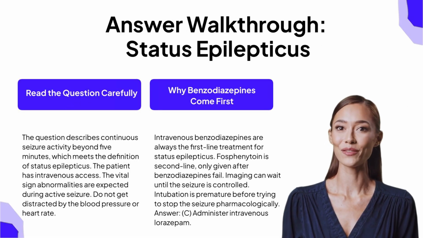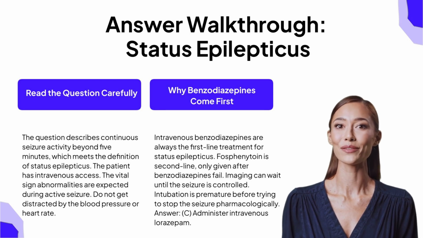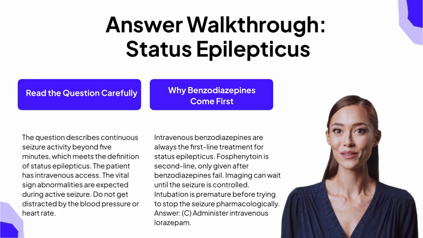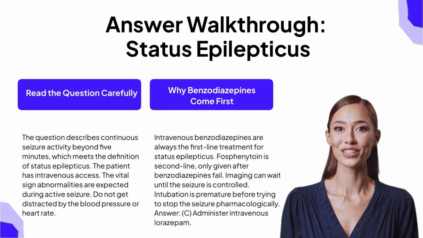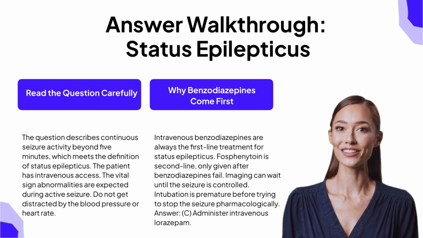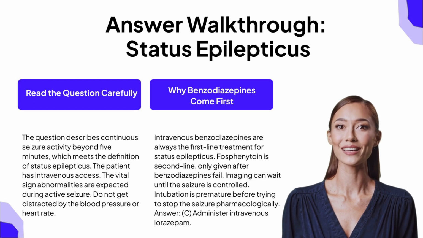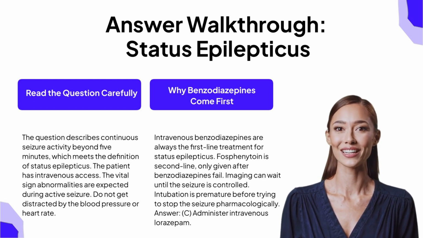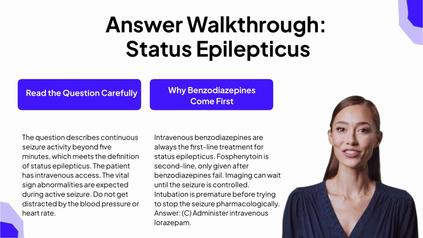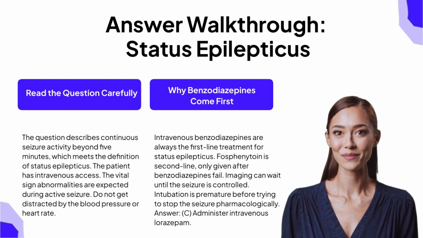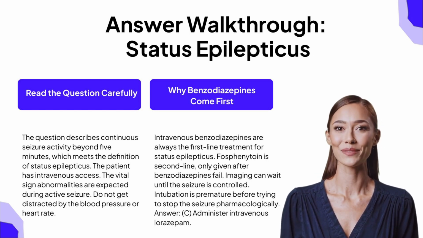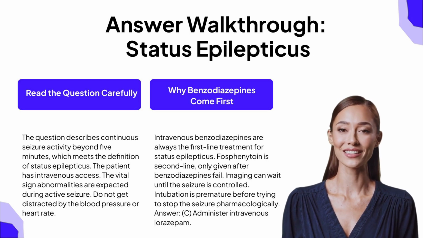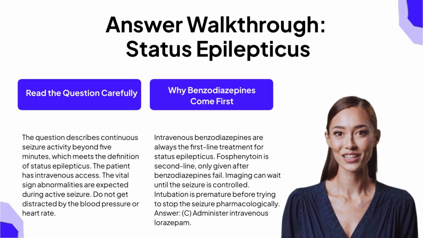Let us break this down. Read the question carefully. The patient has been seizing for 8 minutes, which meets the definition of status epilepticus. He has intravenous access. The vital sign abnormalities, the elevated heart rate and blood pressure, are expected during active seizure activity, so do not get distracted by those. Now, why do benzodiazepines come first? Intravenous lorazepam is always the first-line treatment for status epilepticus. Fosphenytoin is the second-line agent, given only after benzodiazepines fail. You do not skip ahead.